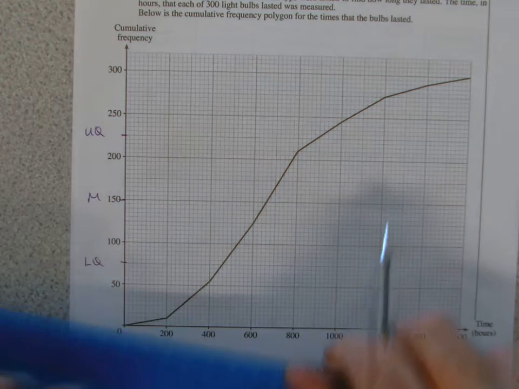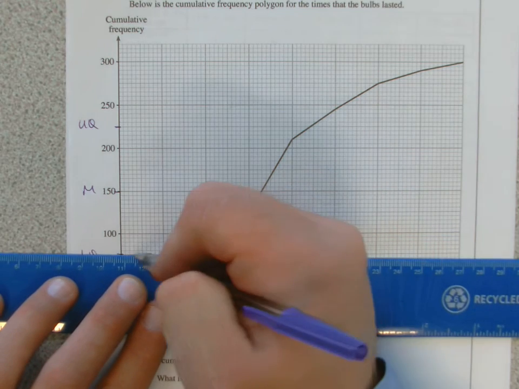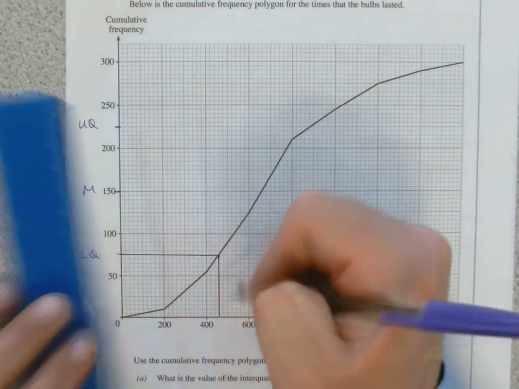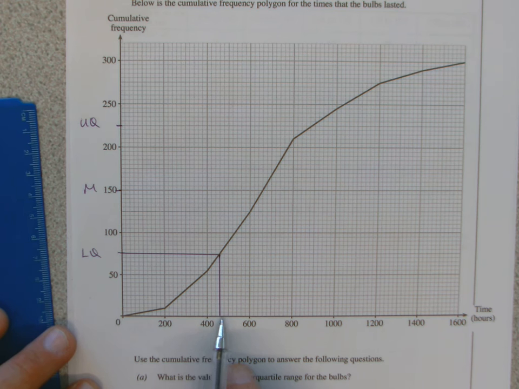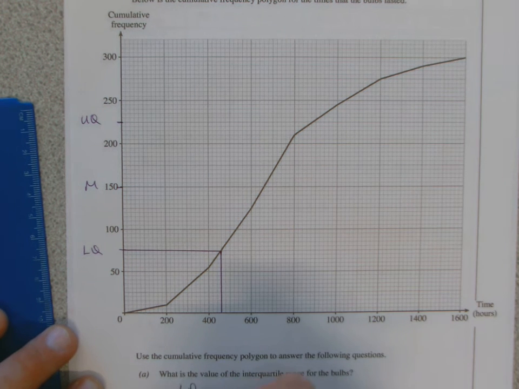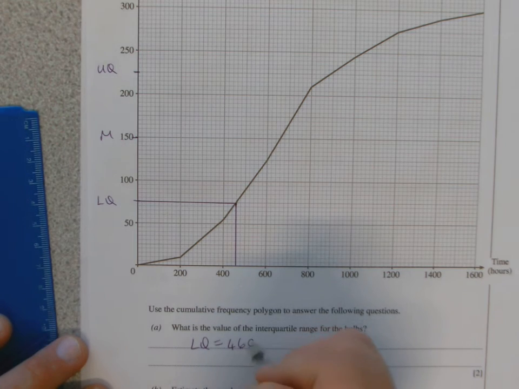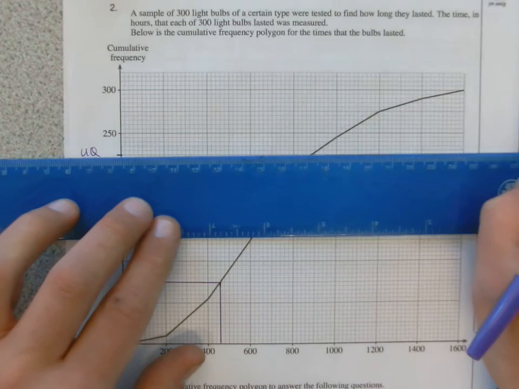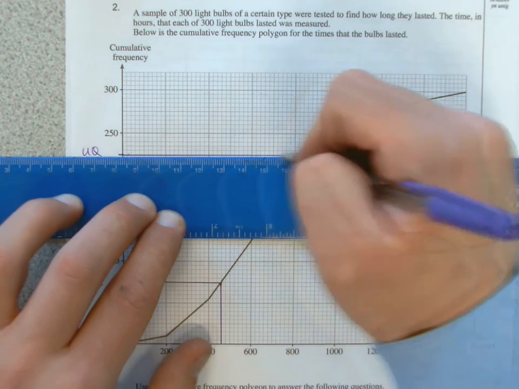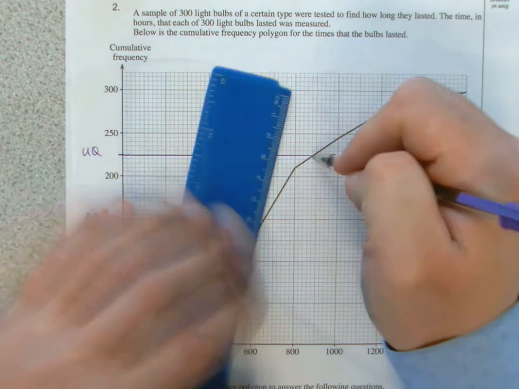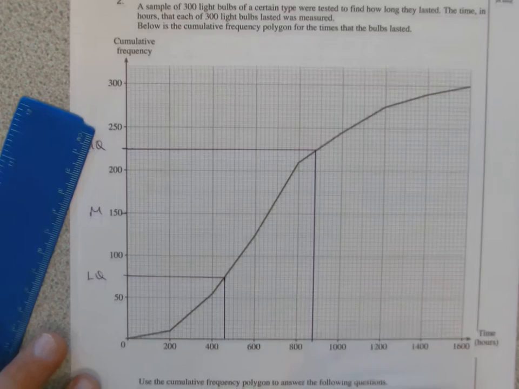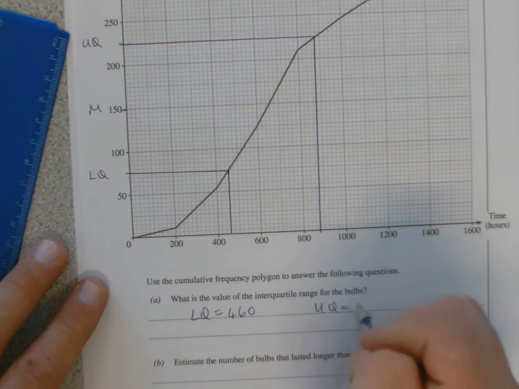Literally, you need to draw a line across the graph until it hits the curve. Then you read down from there. I think each square represents 20, so that'll be 460. So the lower quartile, I'll write down here, is 460 hours, and then you do the upper quartile. If you see that there, I think that's 880. So the upper quartile is 880.